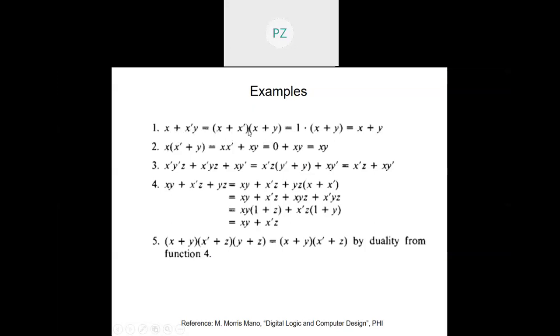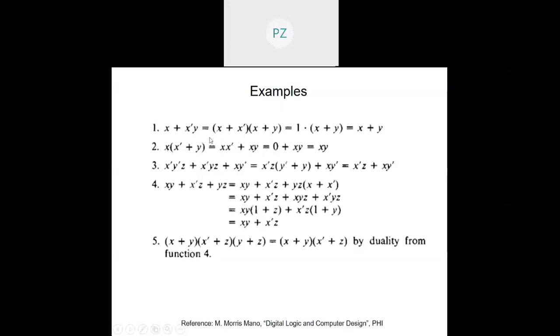By distributive property, I get this. x plus x bar is 1, I know that. So 1 dot x plus y, you know, the identity element, so this remains x plus y. Similarly, x dot x dash plus y. Again, the distributive property, this will become x dash plus xy. So x dash is 0. So this 0 plus xy will be xy.